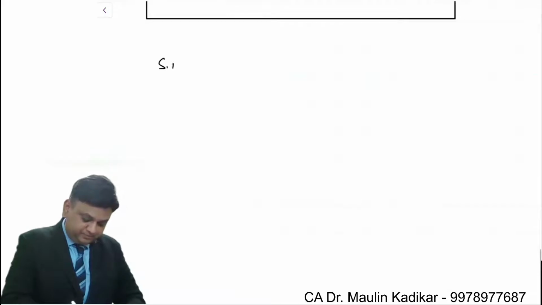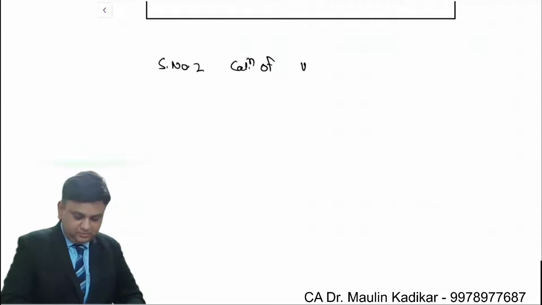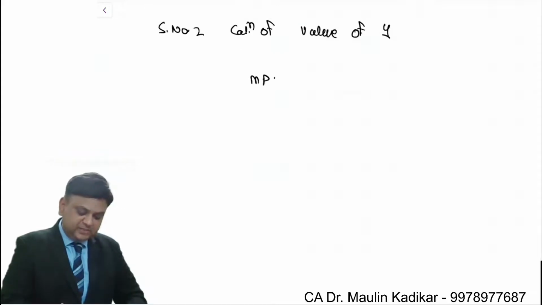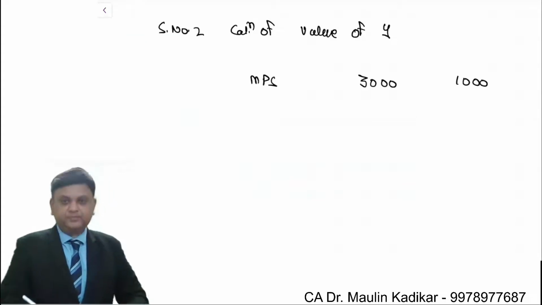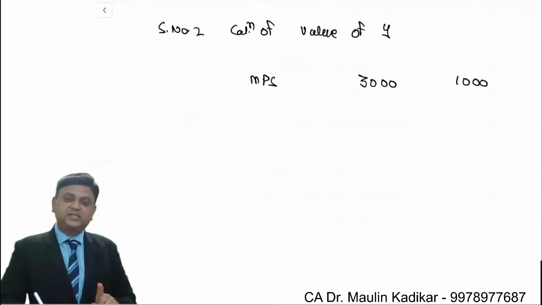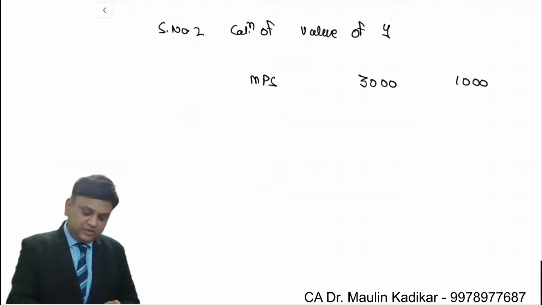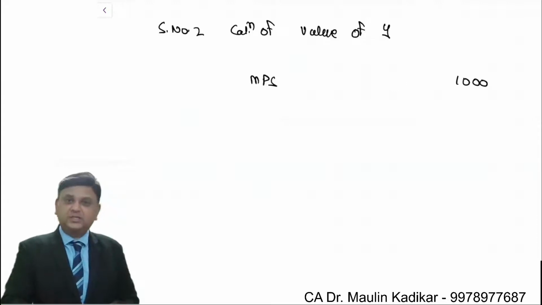Step number 2, calculation of value of Y. We know that the market price of the equity share at the end of the year will be either 3000 or 1000. Friends, in both the cases, there will be a situation of no profit, no loss. So I am taking the base of 1000 for explanation of the answer. When we do the answer, I will explain that with 3000 also.